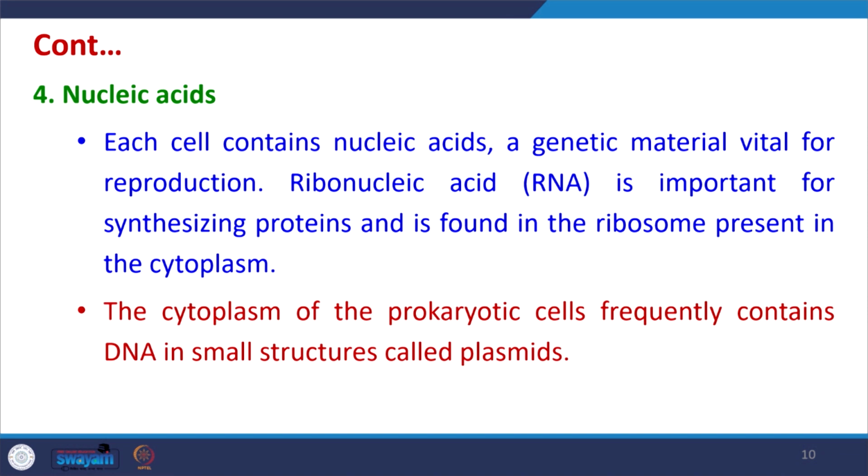Okay. Now, going further, nucleic acid is another section. Each cell contains nucleic acids, a genetic material vital for reproduction. RNA is important for synthesizing proteins and is found in ribosomes present inside the cytoplasm. The cytoplasm of prokaryotic cells frequently contains DNA in small structures called plasmids. So, these are the different sections of microorganism or bacterial cells, etc.